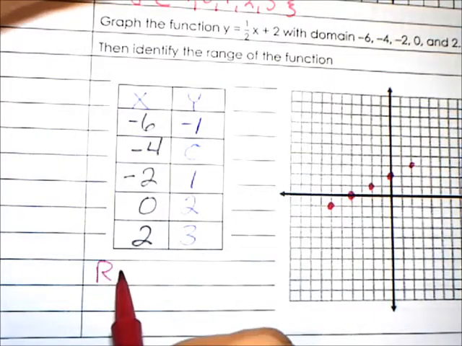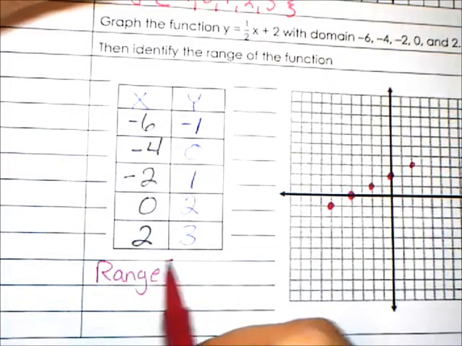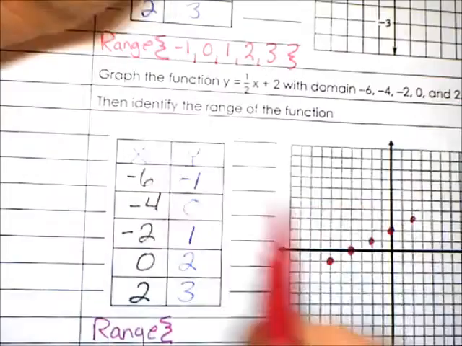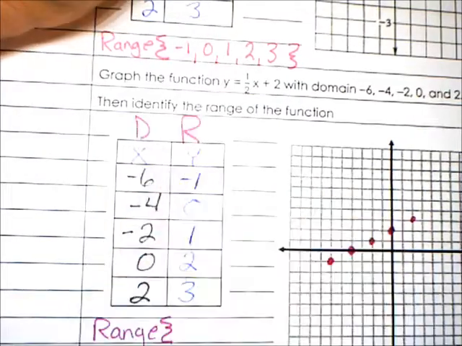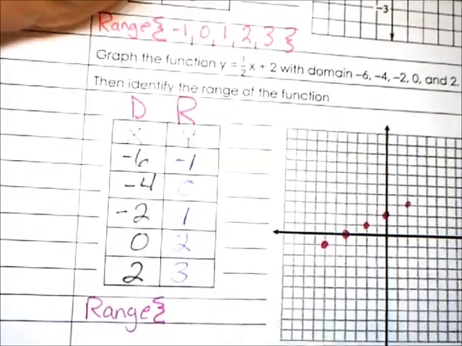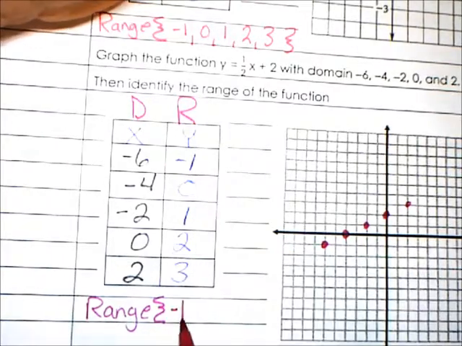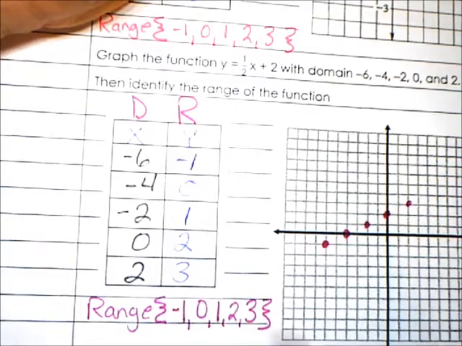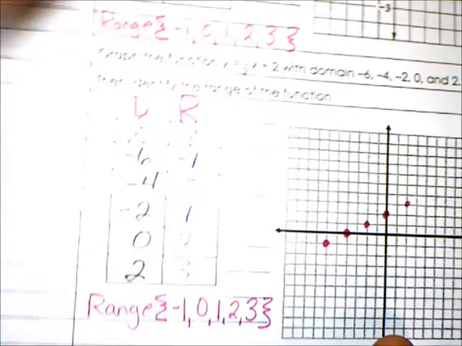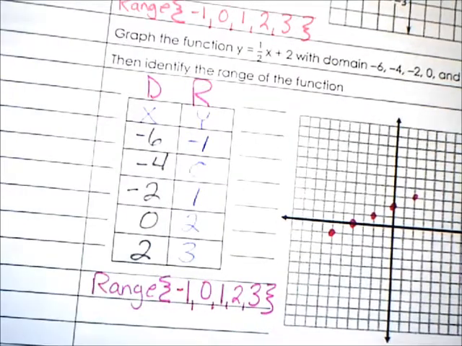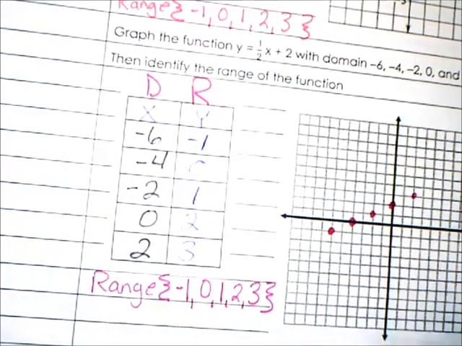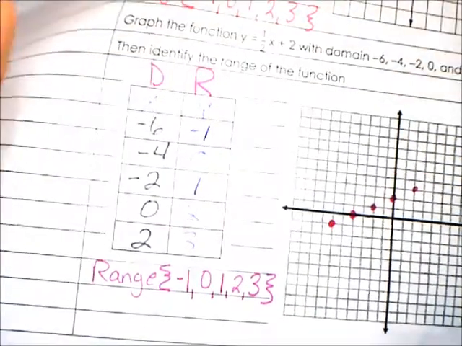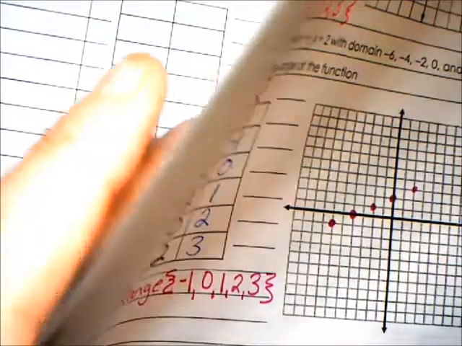And then last I need to identify is the range numbers, which the first column is your domains, the second columns are your range. So I'm going to start with -1, 0, 1, 2, and 3. Close it off with the little ellipse.